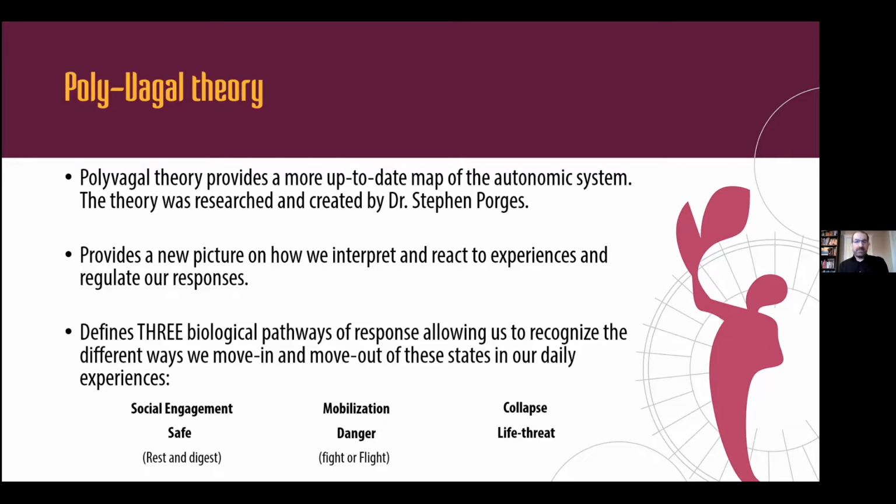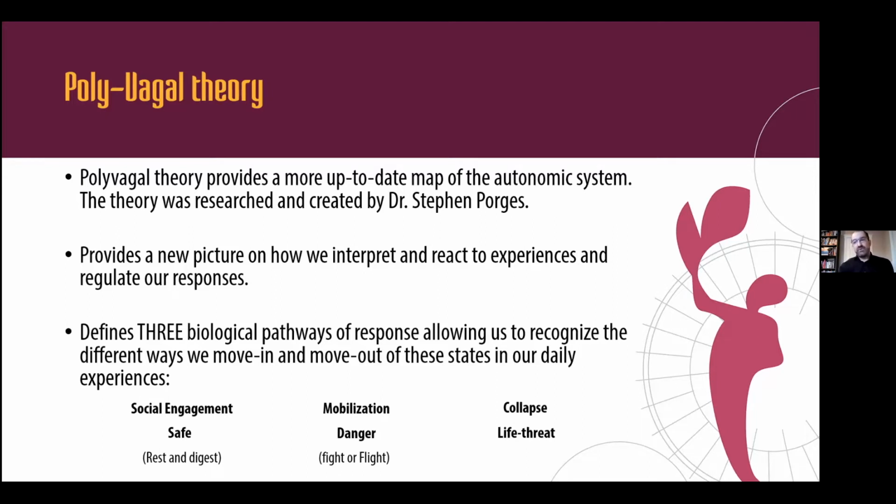And unlike what I mentioned in the last slide, that when we talk about the autonomic system, we talk about two main branches, the polyvagal theory actually talks about three biological pathways that are three different responses. And by understanding those different responses, we can better understand the ways that we operate in the environment and how we move in and out of those different states on a daily basis.